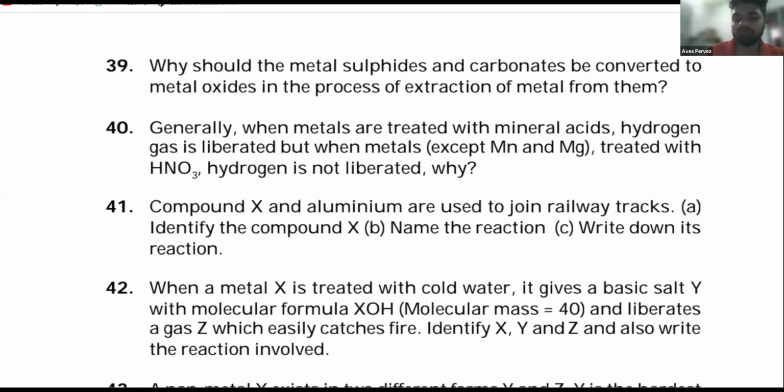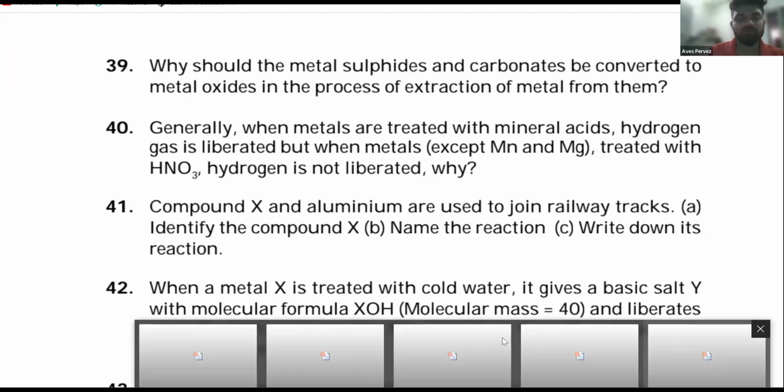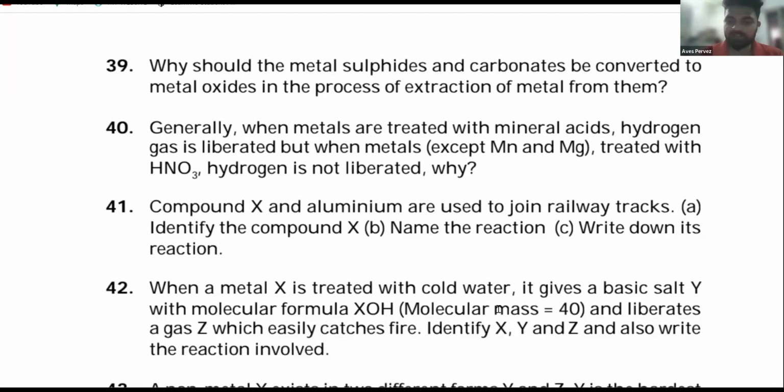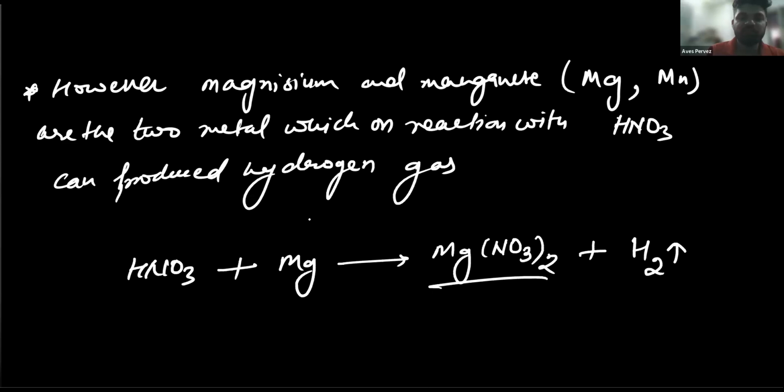Okay, now let's move further. So you understood, dear students, the case of HNO3. If you are having any problem regarding this topic, then let me know. So magnesium and manganese are the two metals that can still produce hydrogen gas on reaction with HNO3. And there is a condition when metals react with acids, that the metal should be more reactive than hydrogen in the reactivity series.